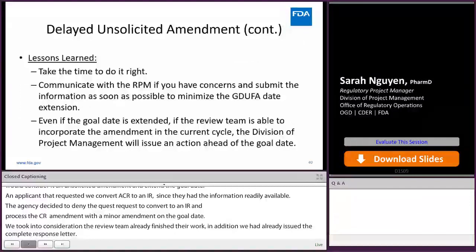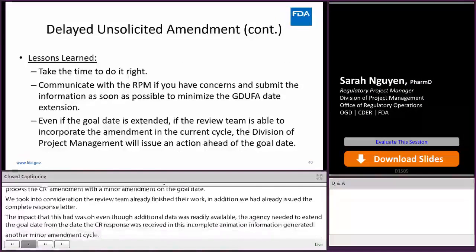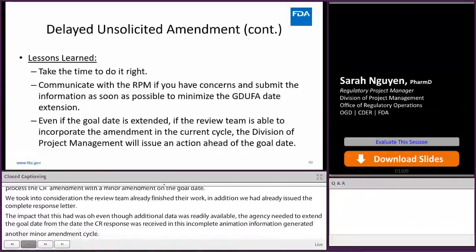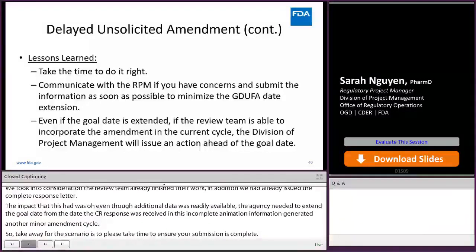So our takeaway for this scenario is to please take the time to ensure your submission is complete. Putting a little more care in preparing your submission during FDA's review of the first cycle could have saved a cycle and time off the total time to approval. More importantly, communicate with your RPM if you have any concerns.